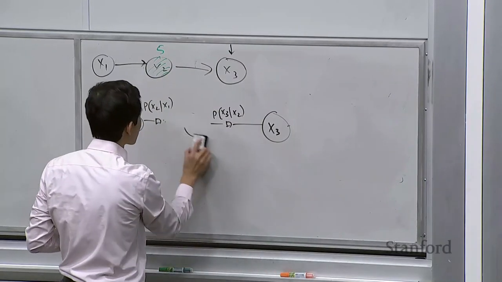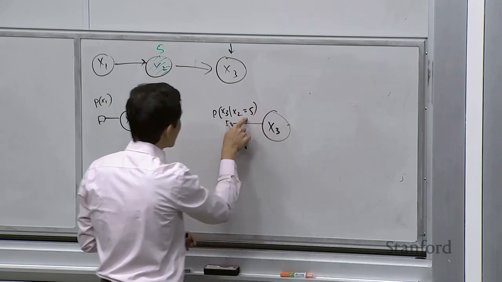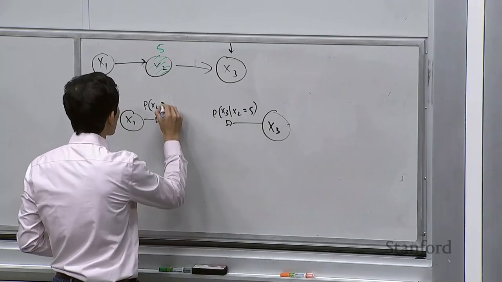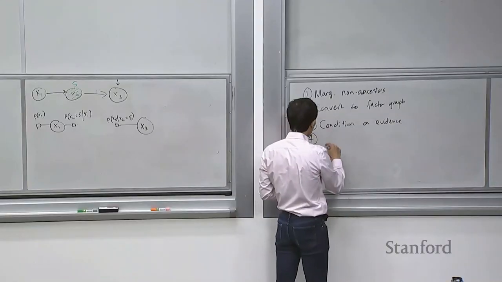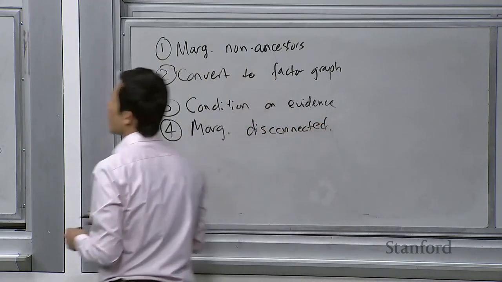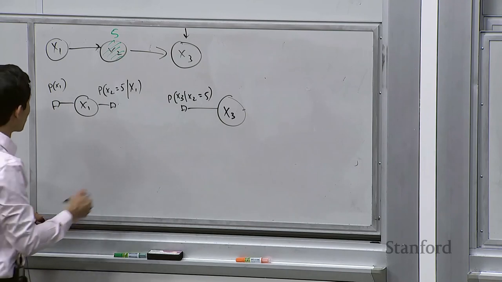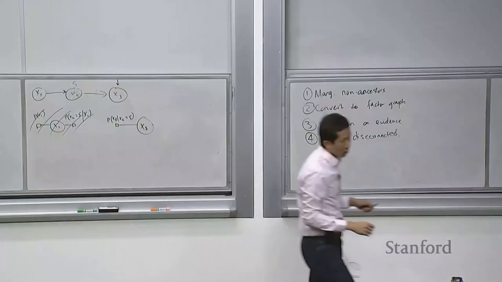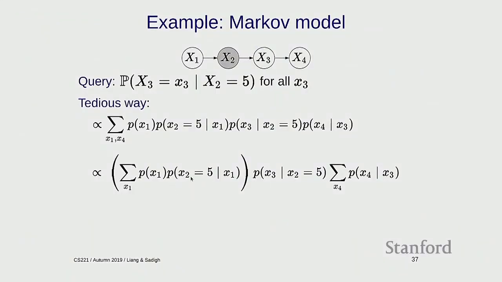I'm conditioning on x2, so I wipe x2 from the face of the earth, and I change this factor to be a partial evaluation where I put x2 equals 5, so this factor is x2 equals 5 given x1. So this connection is good. Now I can marginalize out the disconnected components. The component I care about is X3. This stuff is disconnected, so I don't care about it. I'm just going to cross it out. That operation corresponds to the fact that this thing over here I can just drop because it's not related to X3. It's just a constant.